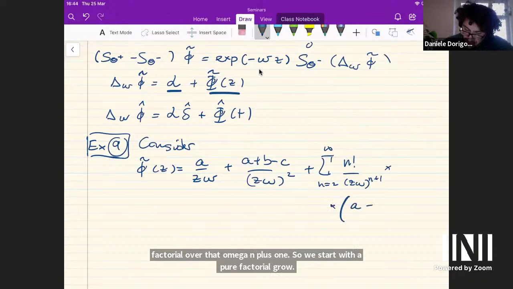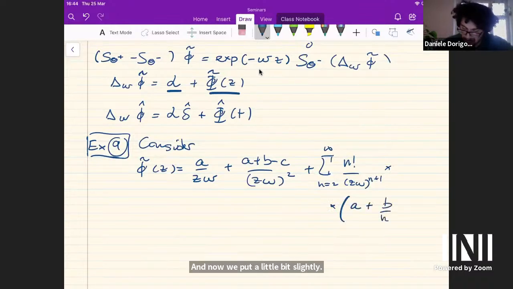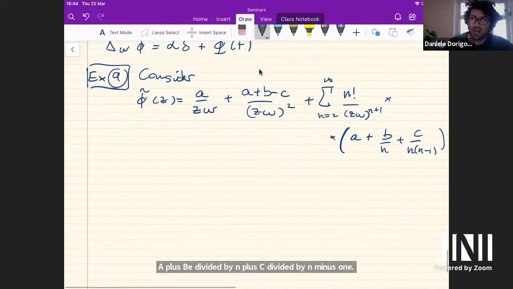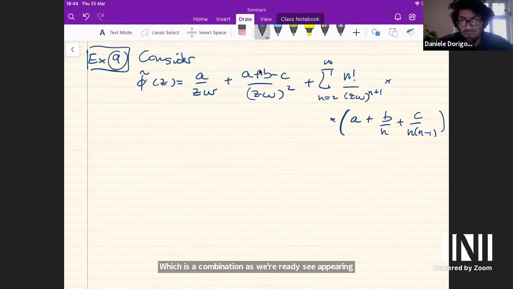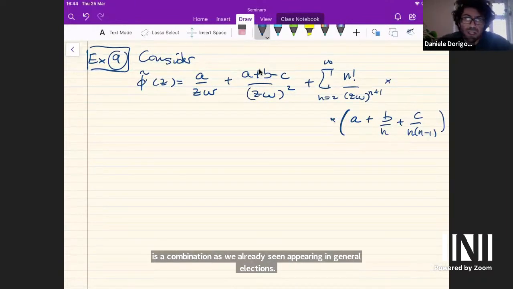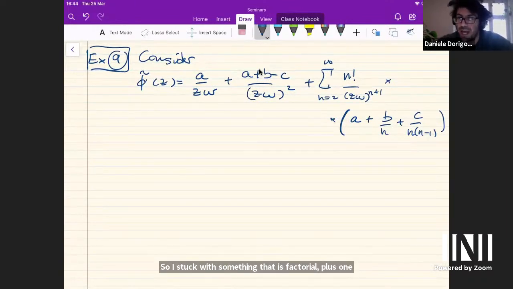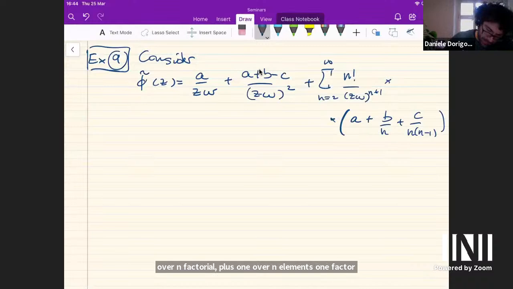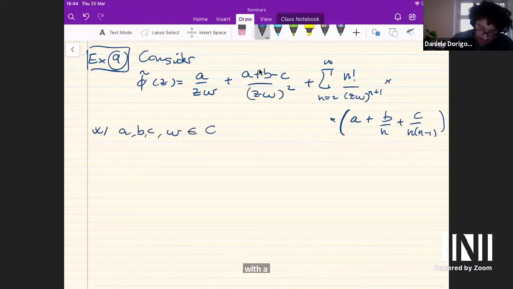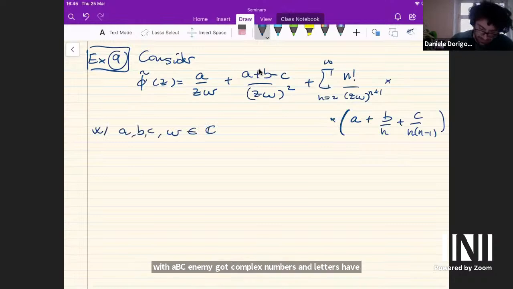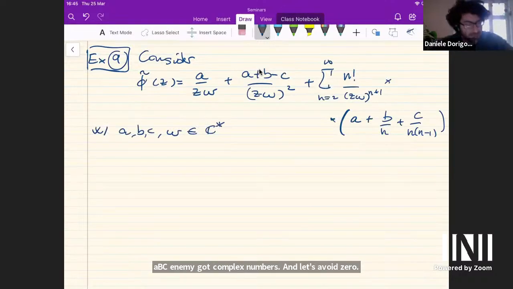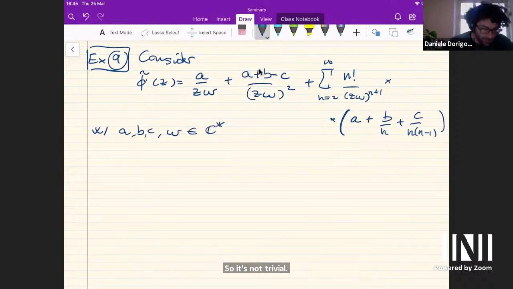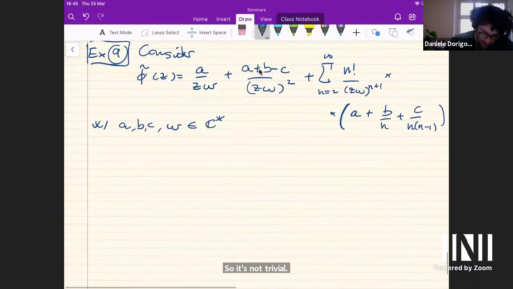A plus B divided by n plus c divided by n minus 1, which is a combination that we've already seen appearing in Gerald's lectures. So I start with something that is factorial, plus 1 over n factorial, plus 1 over n minus 1 factorial, with a, b, c, and omega complex numbers. And let's avoid 0, so it's not trivial. I claim, and this is an exercise for you.